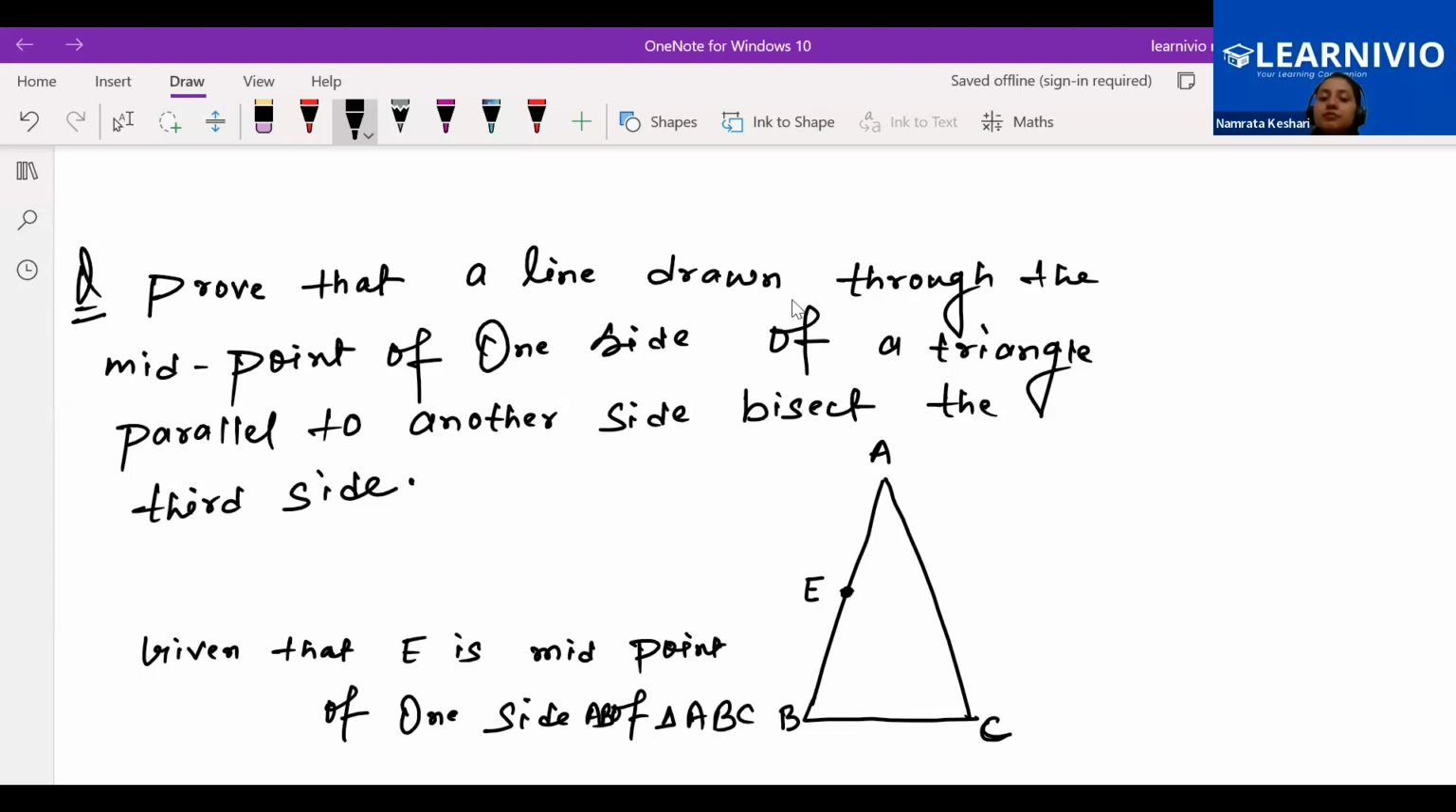Through this midpoint, we are drawing a line. Let's read: prove that a line drawn through the midpoint of one side of a triangle is parallel to another side and bisects the third side. It is also bisecting the third side, that is AC. The side AC is getting bisected. This is what we have to prove.